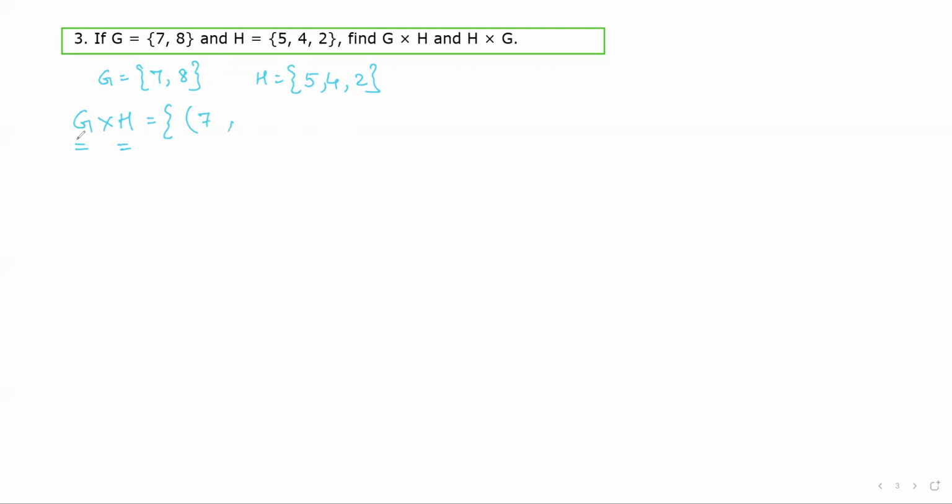7 from G, first element from H; first element of G, second element of H; first element of G, third element of H. Now all the elements of H are covered with the first element of G. Now we'll jump to the second element of G with the first element of H, second element of G, second element of H, second element of G, third element of H. This covers all the elements of G cross H.